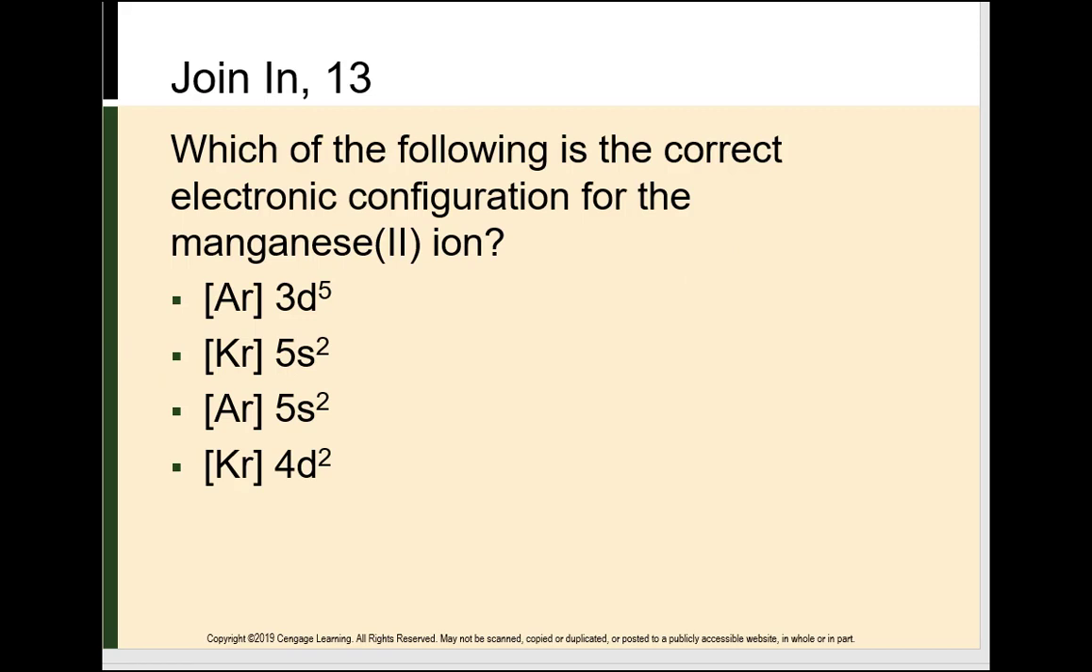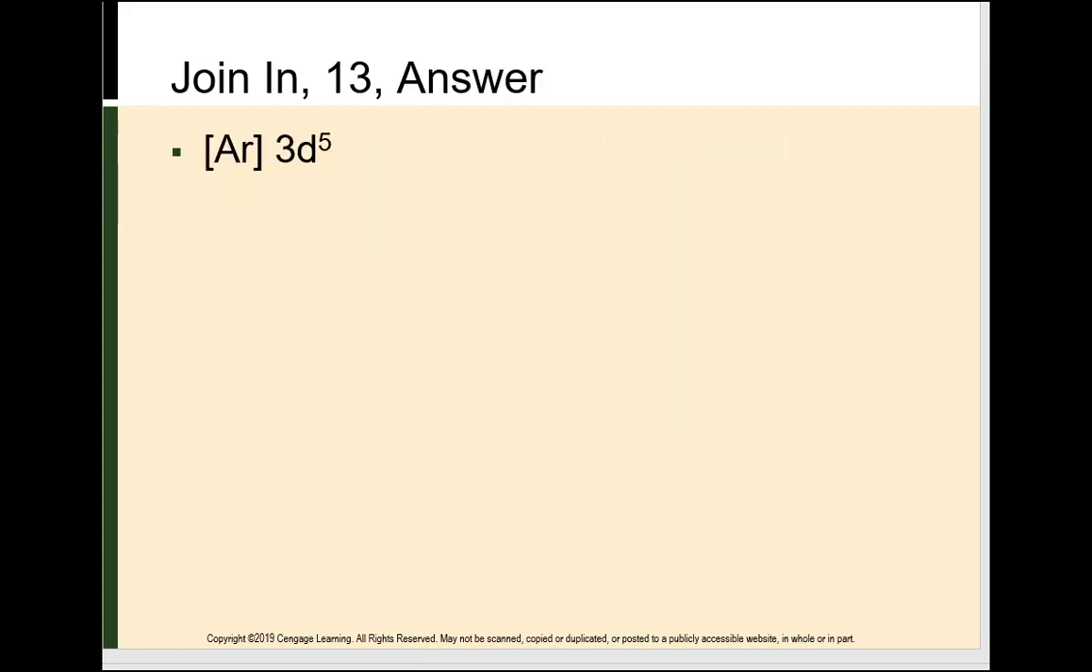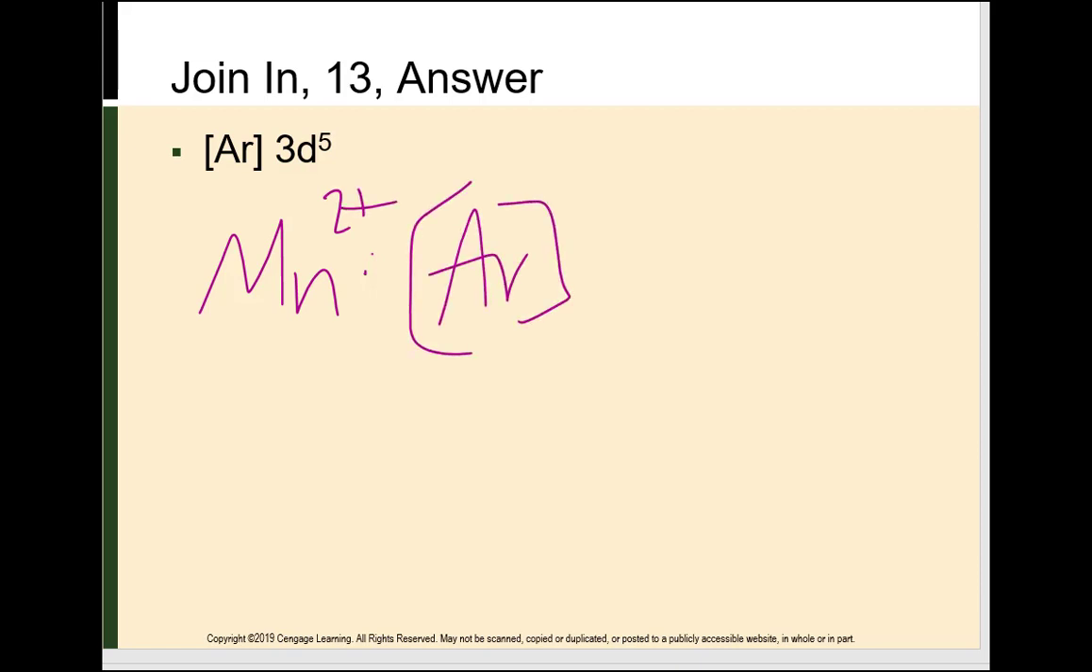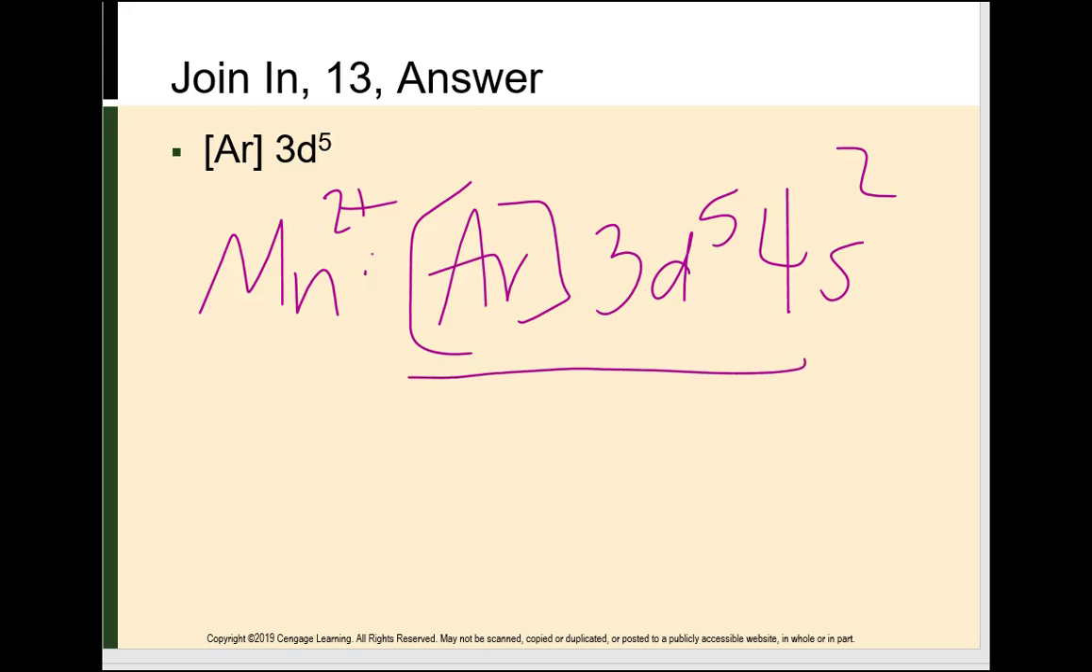How about this guy? Manganese 2+. Hopefully you got argon 3d5. If I looked at manganese, the noble gas before it is argon. And then I would write it. Manganese is 3d1, 2, 3, 4, 5. And of course it's in row 4. It's got the 4s2. So again, writing it from numerical, 1, 2, 3, 4, we would do 3d5, 4s2.